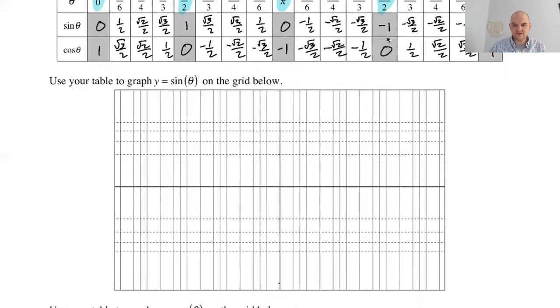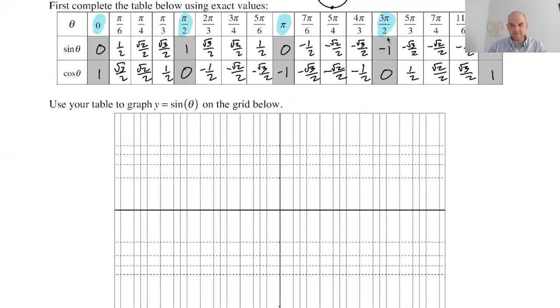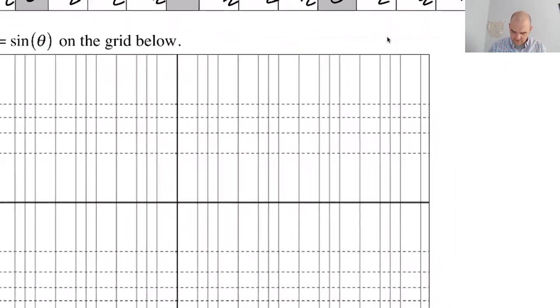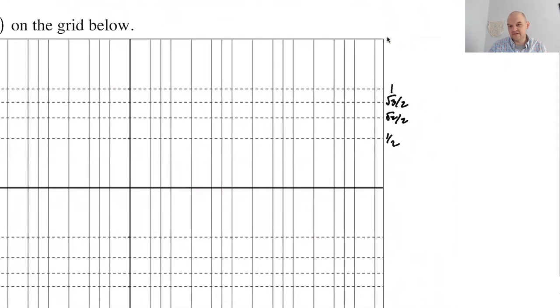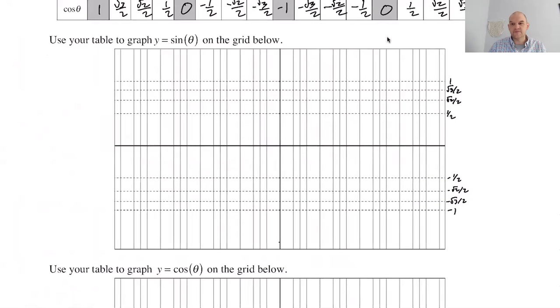But first, let's look at this graph paper, which is kind of weird looking. The easiest thing, I think, to guess is what's happening on the horizontals. These are spaced out a little weirdly. It's actually spaced out so this is 1/2. This is √2/2. This is √3/2. And this is 1. And then in the negative direction, same deal. -1/2, -√2/2, -√3/2, and -1. Okay, so that's what's happening on the y-axis.